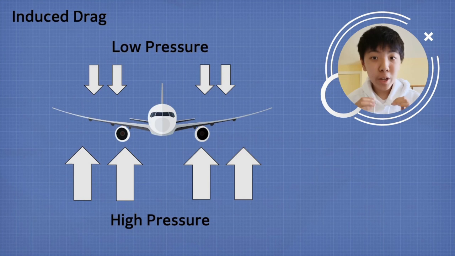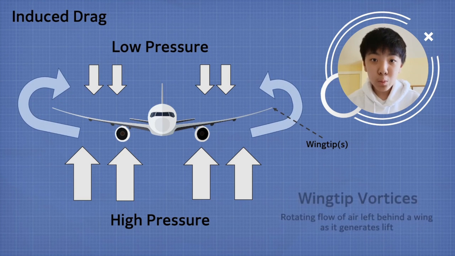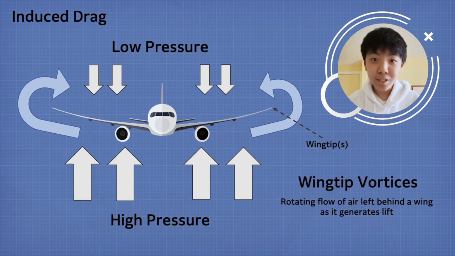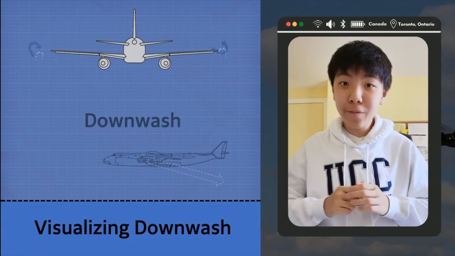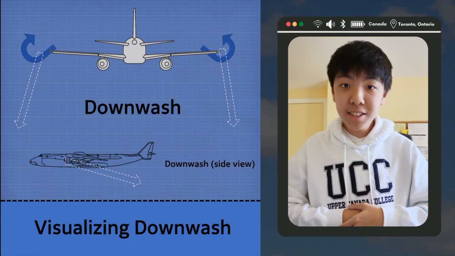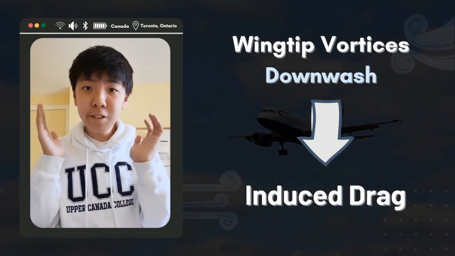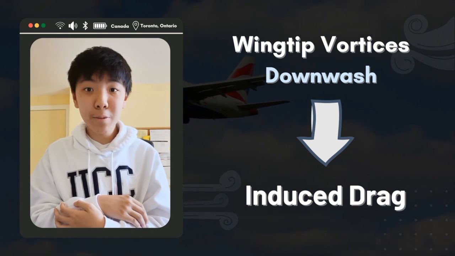However, in this case, the wing is in the way, except at the wingtips, and that's why the high-pressured air will spill around the wingtips, creating a downward and outward flow of air known as wingtip vortices. These rotating wingtip vortices deflect the air coming at them in a downwards direction. This is known as downwash. Okay, that was a lot, but how does all of this connect back to induced drag and the ground effect?